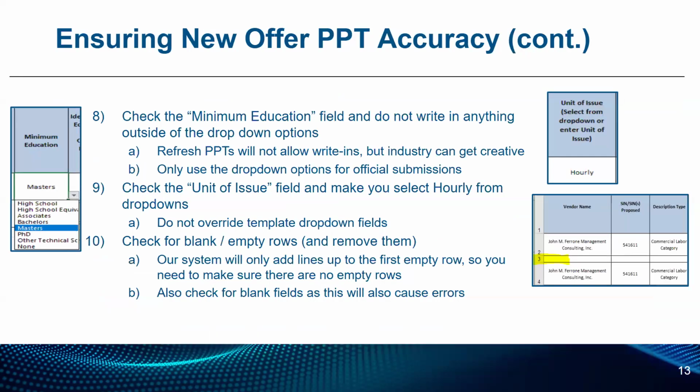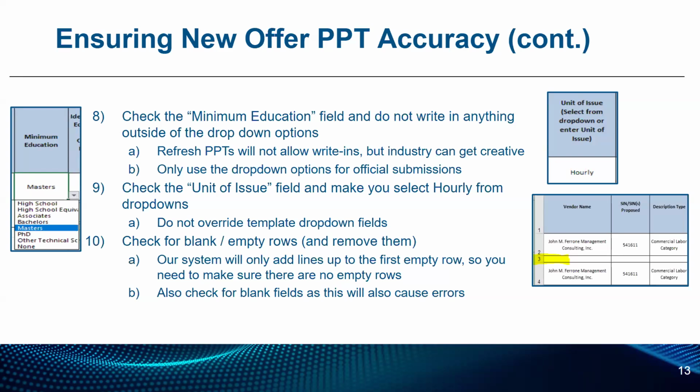Always check your minimum education field. It is a drop down. Do not override the drop downs. That's important. I know that it can be tempting, but don't do it. If you write over them, then we're going to have an error and we're not going to be able to get it to Calc Plus. Refresh PPTs will not allow write-ins, but we can get creative sometimes and find ways to override it. So please just don't do that.